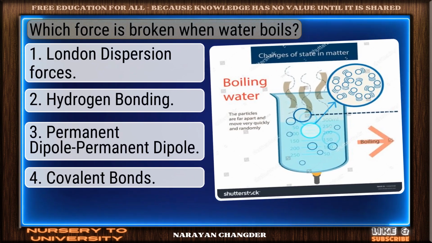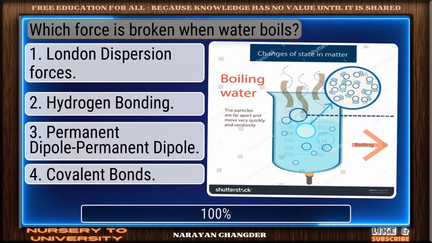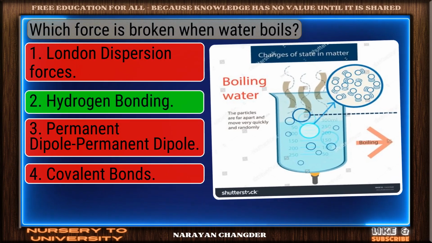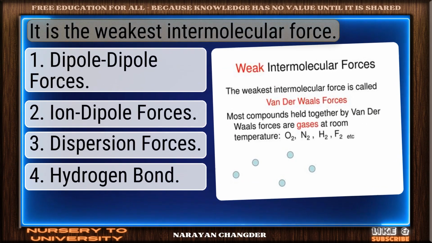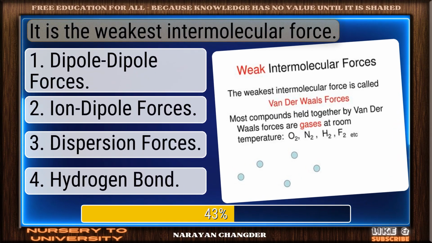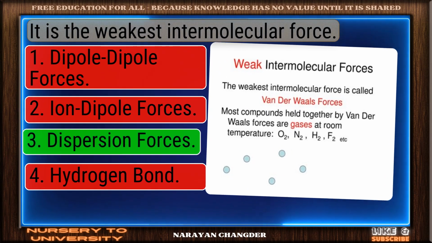Which force is broken when water boils? Well done. Hydrogen bonding is the right choice. It is the weakest intermolecular force. Bravo, dispersion forces is the answer.